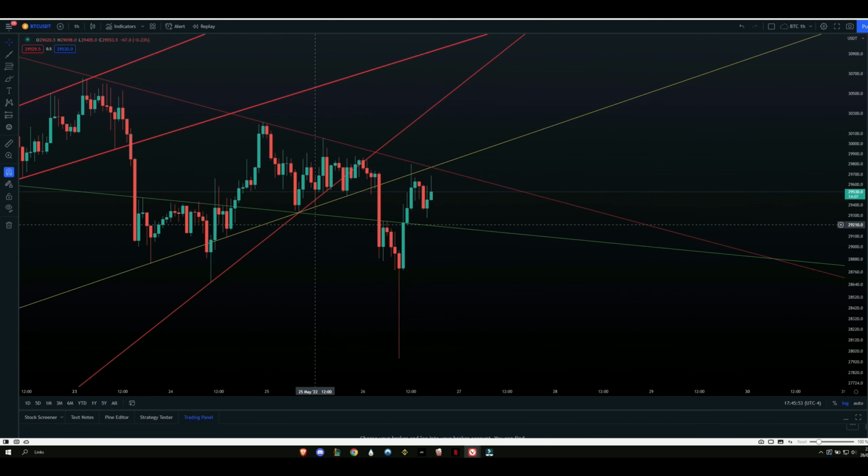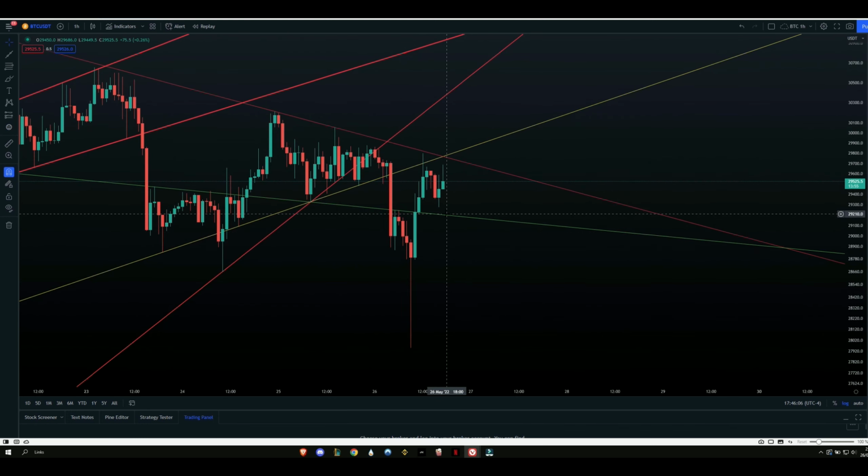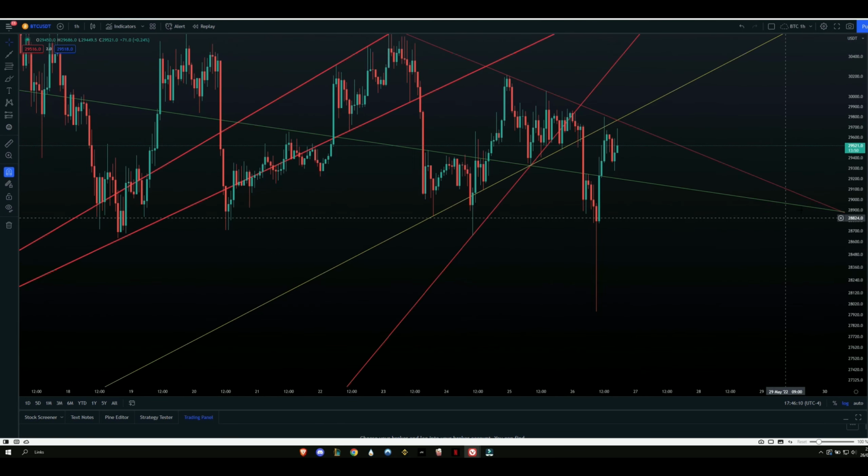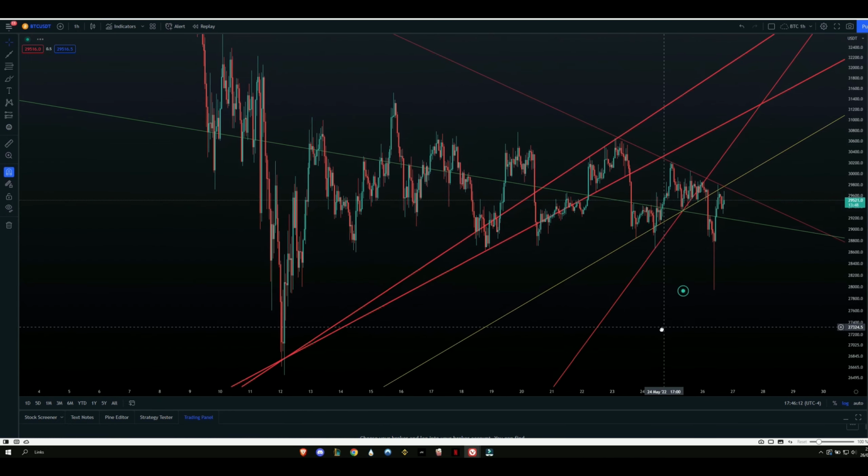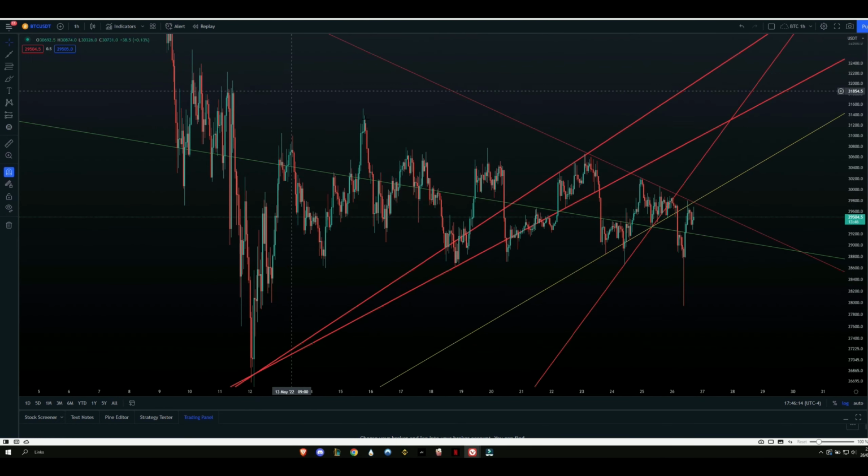So as you can see, guys, we had a pump over here, once it closed above the line, and this is now support. So if you short up here, you can take profit over here, maybe even long this bit, just to go back up here again. I would just long this and stop loss somewhere over here. Very, very tight stop loss. Okay, let's find some more. Yeah, we have these wicks, very, very obvious again.